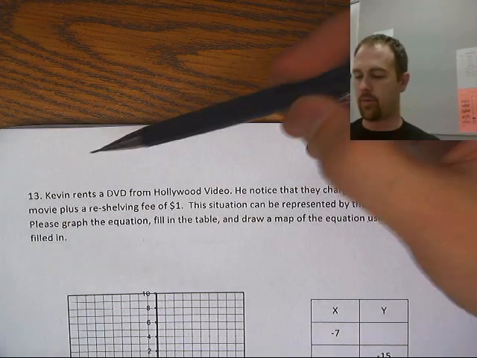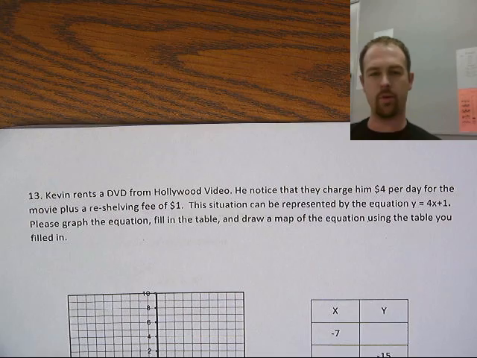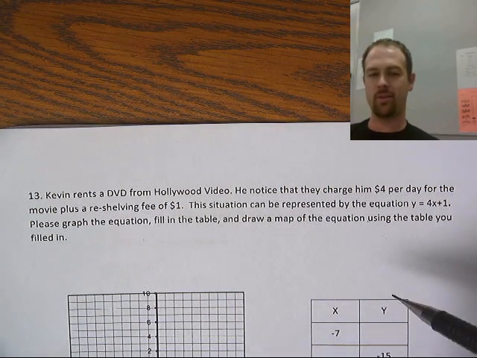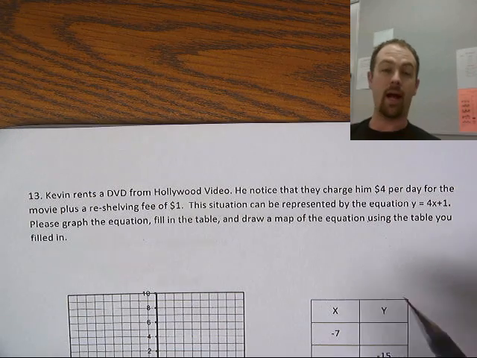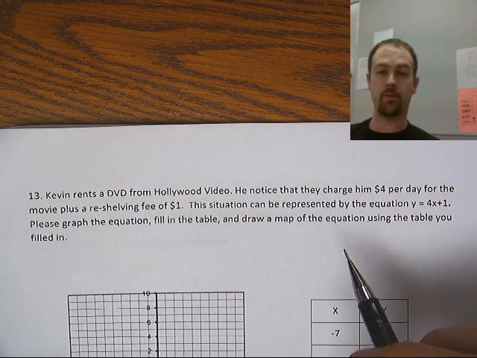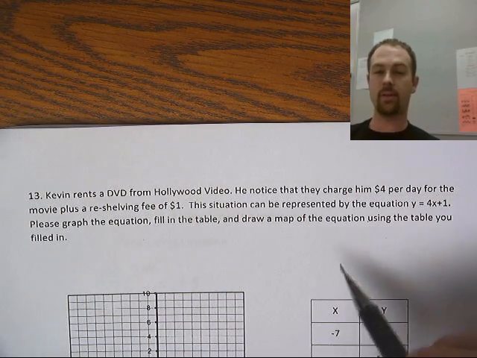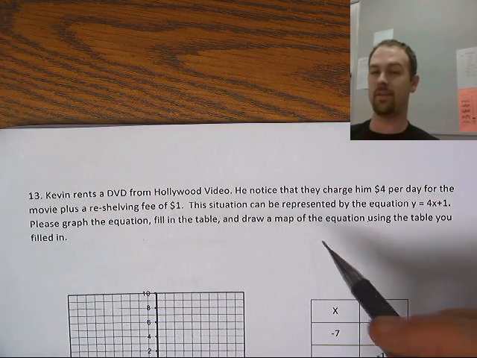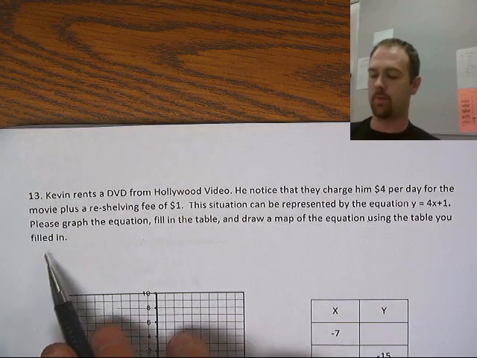All right, looks like we've got Kevin renting DVDs from Hollywood Video. Now, anytime that I see a word problem, I'm going to jump straight to the end and see what they want me to do. I'm going to look for the question or the directive sentence. Sometimes there's a question on the end. Sometimes there's a statement that just tells you what to do. So let's jump to that last sentence.